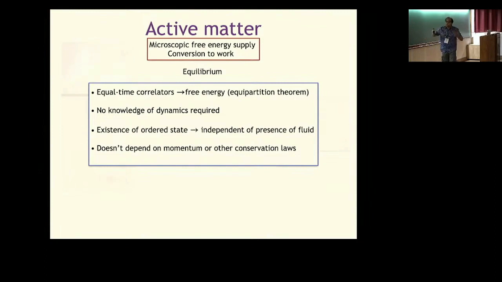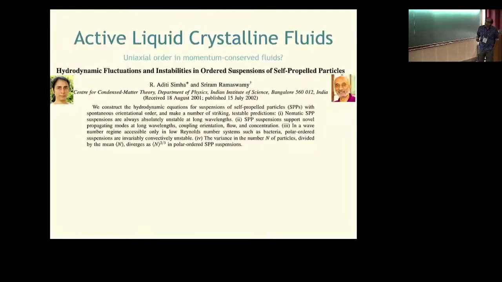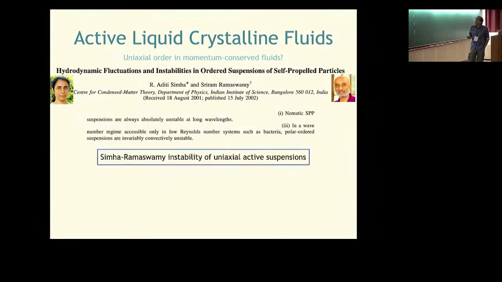For instance, whether a system conserves momentum or not, or whether it has other conserved quantities or not, doesn't matter at all. Taking the example of uniaxial ordering in Stokesian fluids, I'll show that this is qualitatively and vastly different in active systems. The possibility of uniaxial ordering in Stokesian fluids was first considered by Aditya Simha and Simha-Ramaswamy during Aditya Simha's PhD. And they showed that uniaxial ordering cannot happen in bulk Stokesian fluids. They showed this via proof by contradiction. That is, they assumed that a uniaxial ordered state exists and showed that that state must always be unstable.